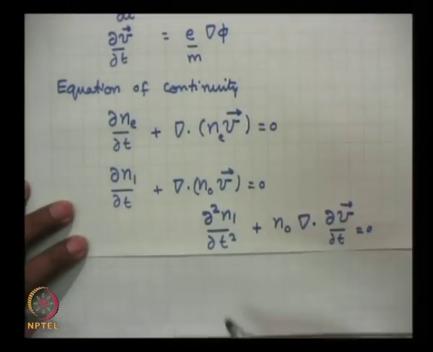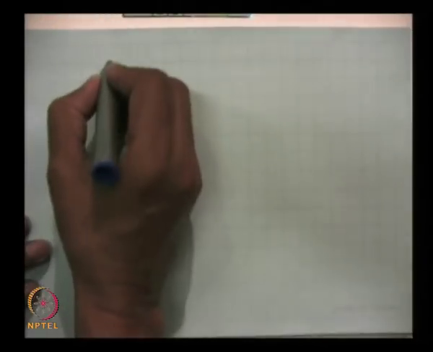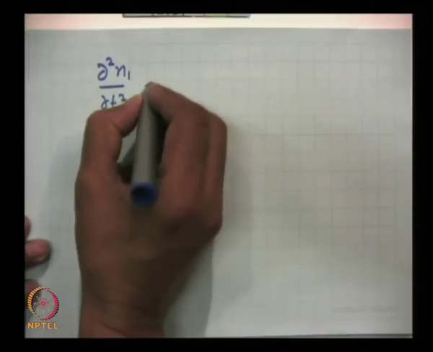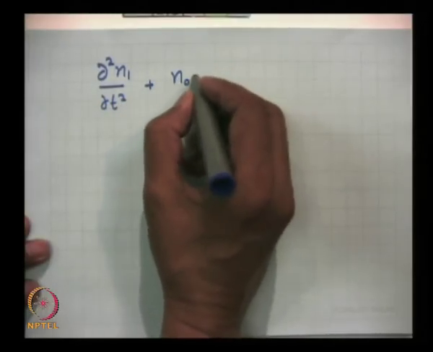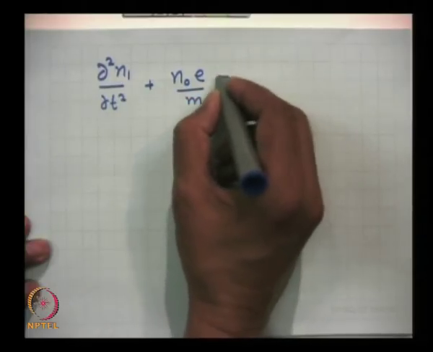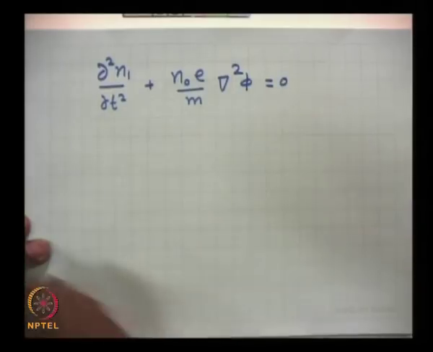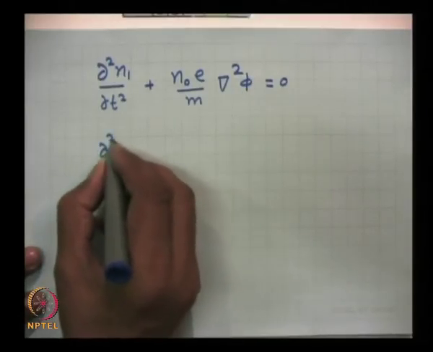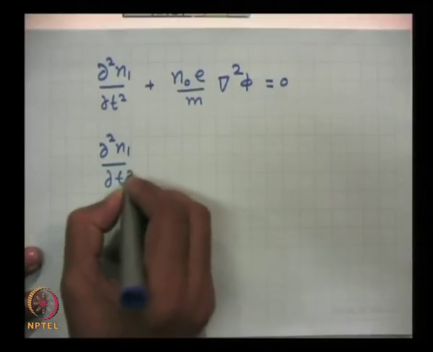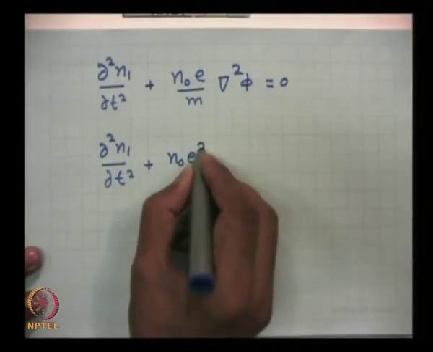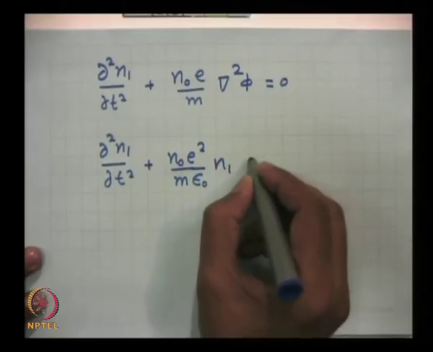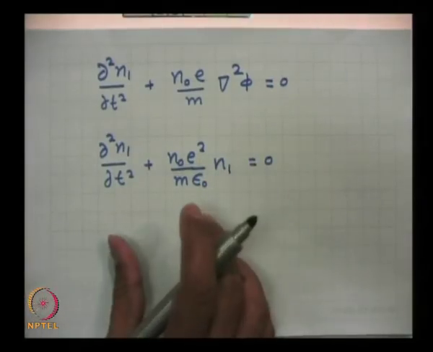And if I use this equation of motion in here, I get this equation as del 2 n 1 upon del t square plus n 0 e upon m del square phi is equal to 0. But del square phi I had already written in terms of n 1. Then this equation becomes del square n 1 upon del t square plus n 0 e square upon m epsilon 0 into n 1 is equal to 0.